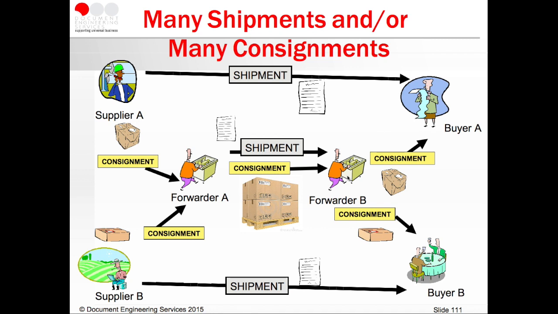So it's important when we're looking at the information structures inside UBL to recognize that even though when we look at a shipment and we look at a consignment structure, they're very similar, they're performing a different function and they're focusing on a different aspect. The shipment is focusing on the commercial relationship and the consignment is focusing on the logistical relationship.